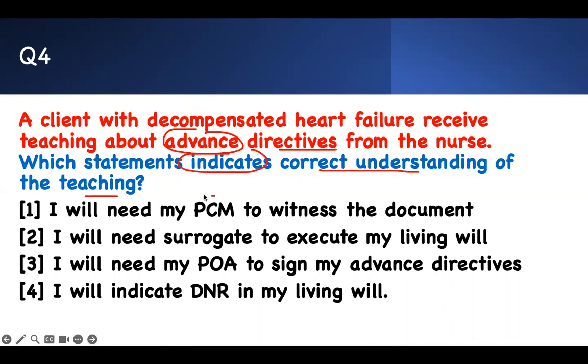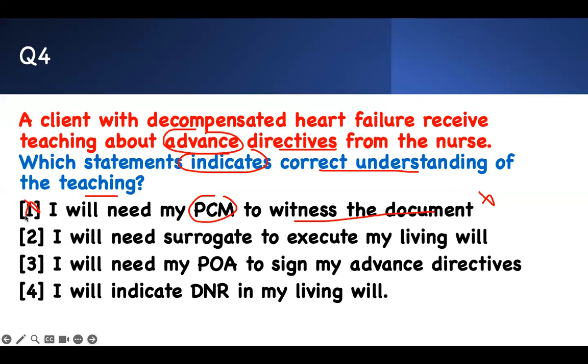I will need my PCM to witness my document. The PCM does not witness it at all. I need a surrogate to execute my living will. The living will is what it is, a living will. So a document that is living, basically telling people what to do when you are not capable. You don't need to direct anybody. The will itself is living. That's why we call it a living will.